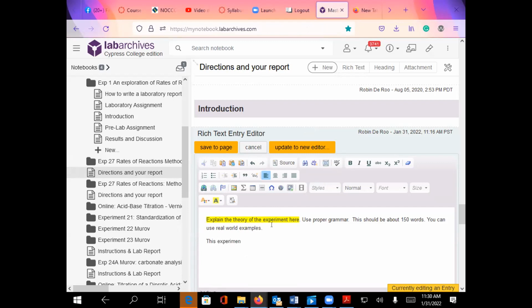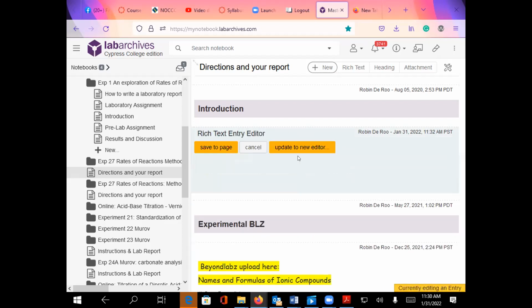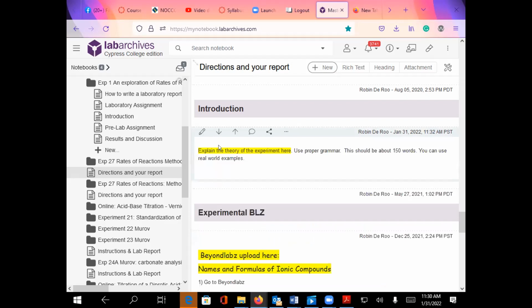This experiment looks at rates of reactions. Typical orders are 0. Okay, so my point is, as long as you click the save to page, I will see it. When you're done, you are supposed to submit, but as long as you click save to page, I can grade it. So that's the key, is to click the save to page.